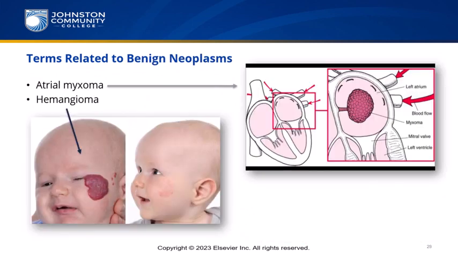Terms related to benign neoplasms. Remember, benign means non-cancerous. First, we have atrial myxoma. Myxo means mucus and oma means tumor or mass. This is a benign growth, usually occurring on the interatrial septum. Then we have hemangioma. Hemangio is a compound combining form, meaning blood vessel, and oma again means tumor or mass, and it is a non-cancerous tumor of the blood vessels. It may be congenital, such as a stork bite is what they might be called, or may develop later in life.